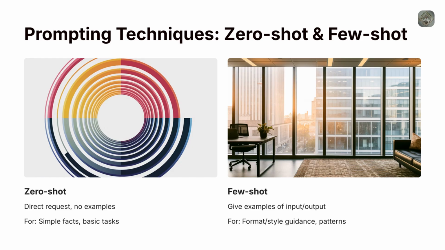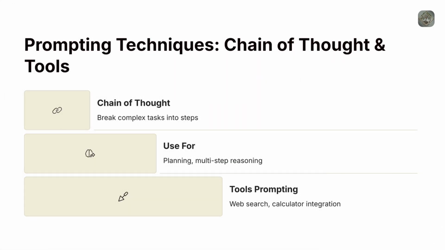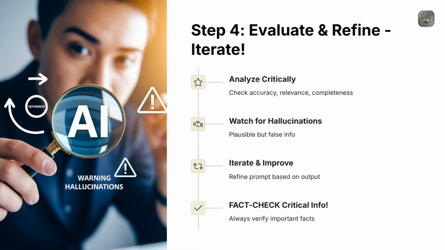Examples clarify your expectation. For more complex tasks, use chain of thought. Here, you break the problem into logical steps within the prompt itself, guiding the AI's reasoning process. Perfect for planning or multi-step problems. If your AI tool can use external resources like web search or calculators, often called agents or plugins, you need to prompt specifically for that tool, clearly stating the action and required information, like asking it to use web search for a current price.